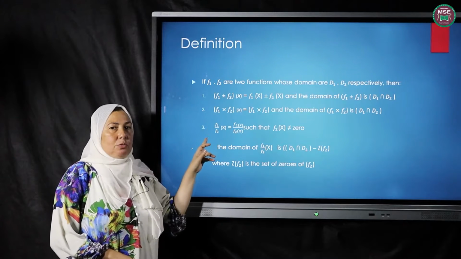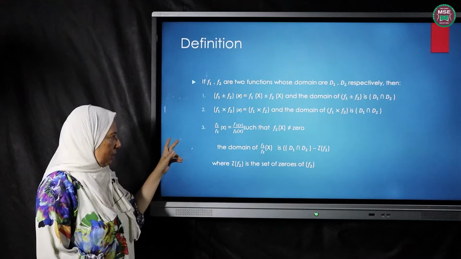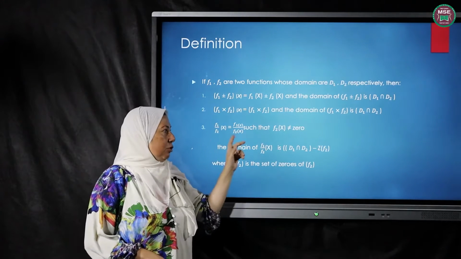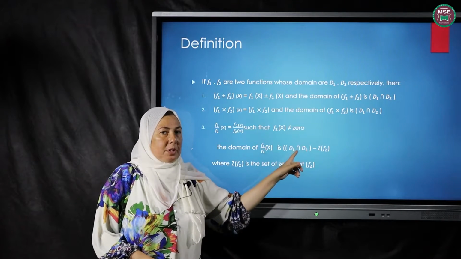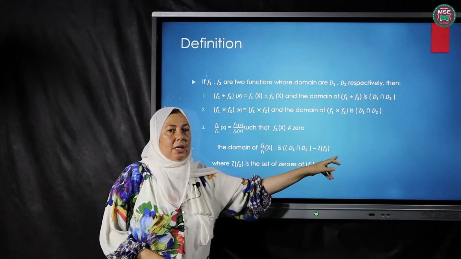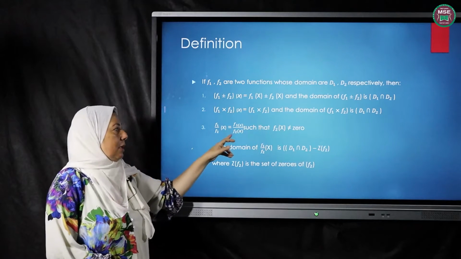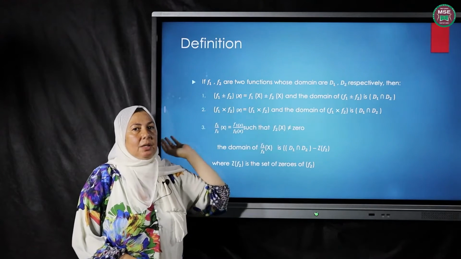For the division, or fraction function, the domain equals the intersection of the two domains, except the set of zeros of the second function f2 of x, such that f2 of x is not equal to 0.